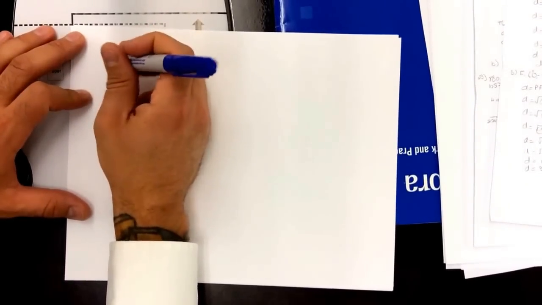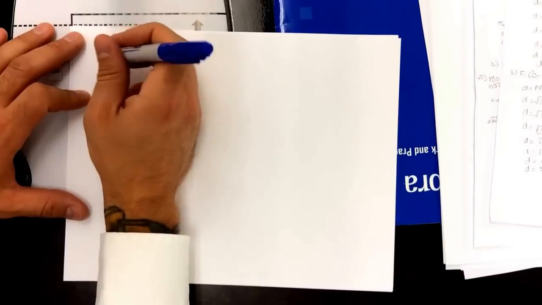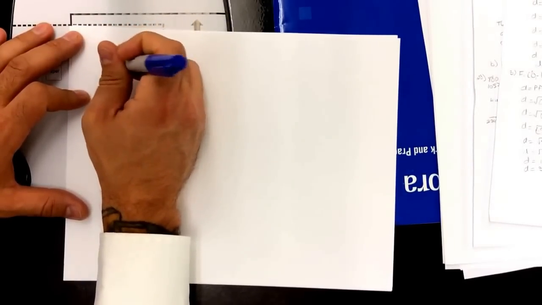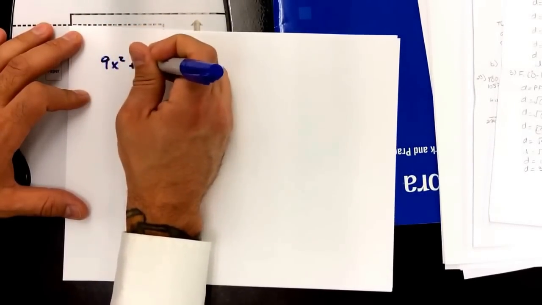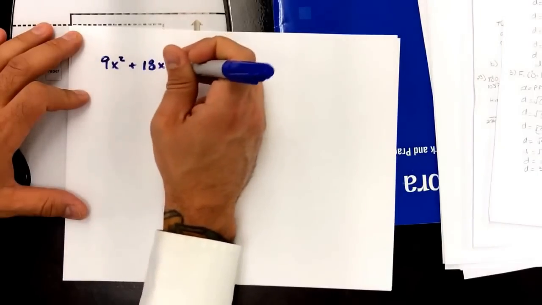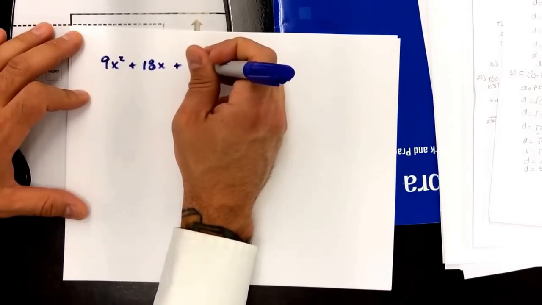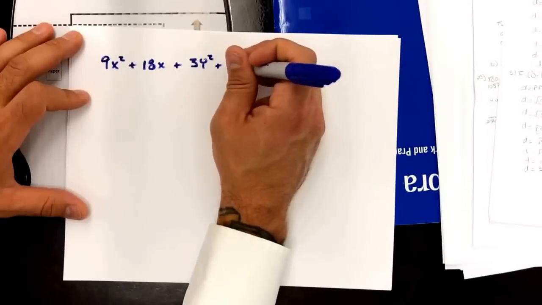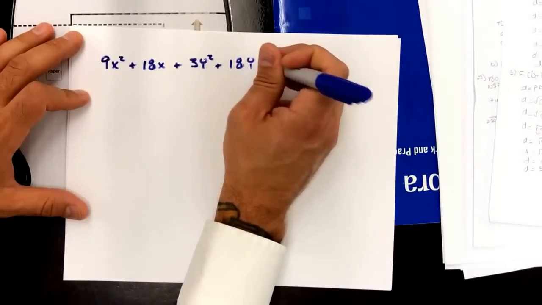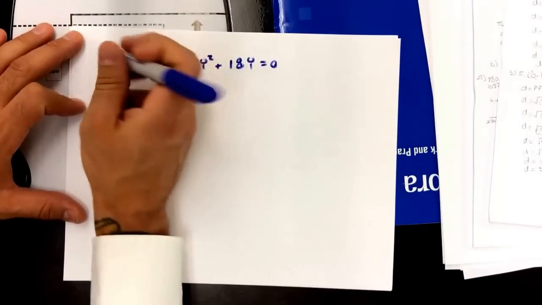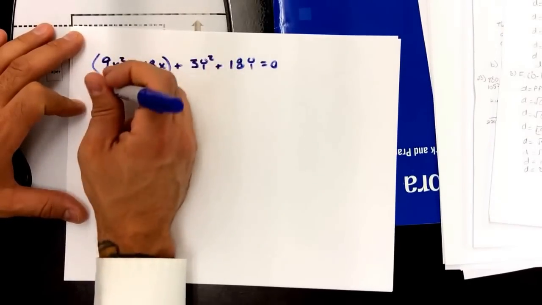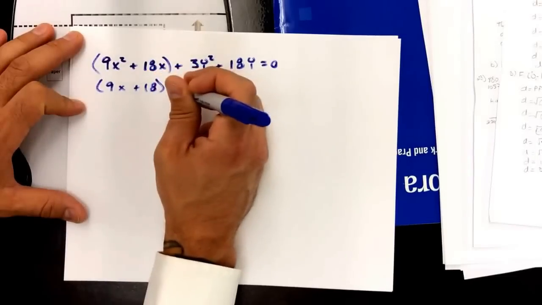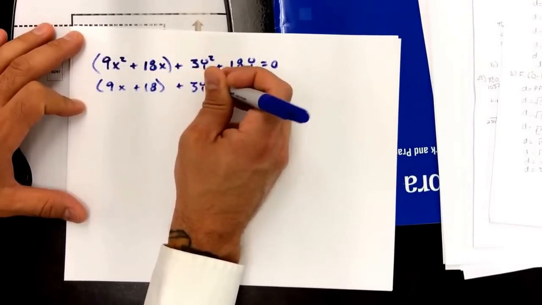Alright, I'm going to show completing the square with ellipses. First thing I want to do is drop my x's. Drop an x from each. Everything else stays the same.